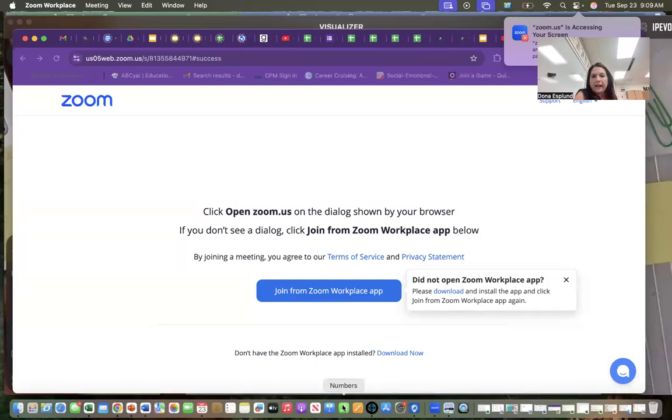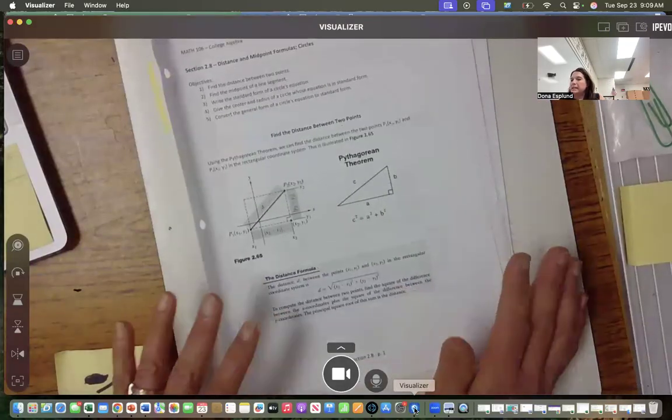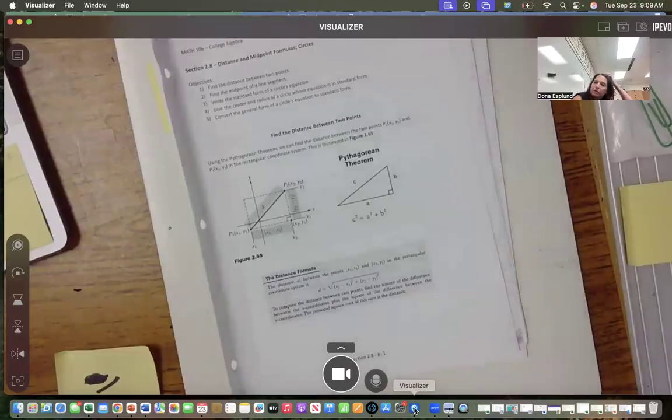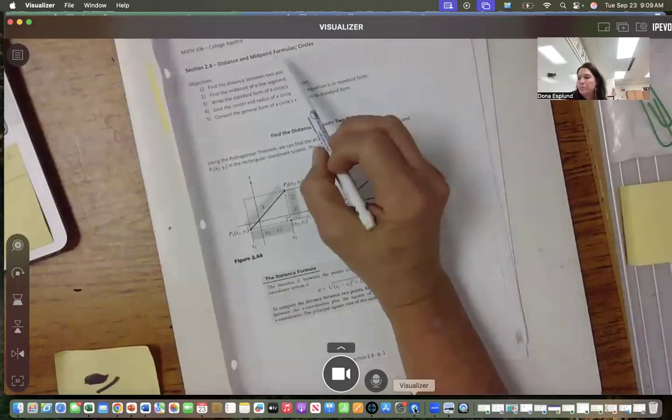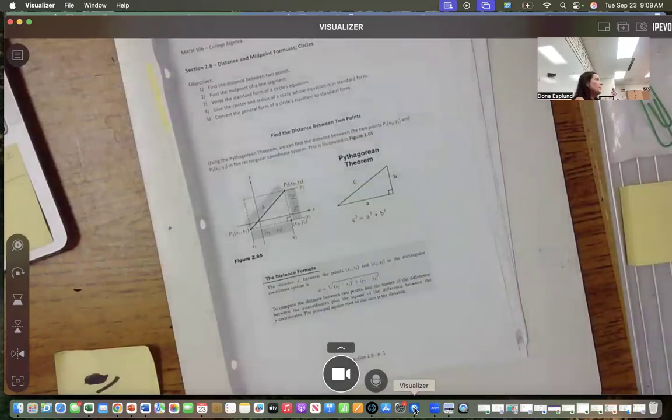So, hey guys, we're going to go ahead and start. We were just discussing, today we're going to talk about circles and we're going to talk about the distance and midpoint formulas plus the formula for a circle. But before we start that, we have to have a little bit of background on the Pythagorean theorem.